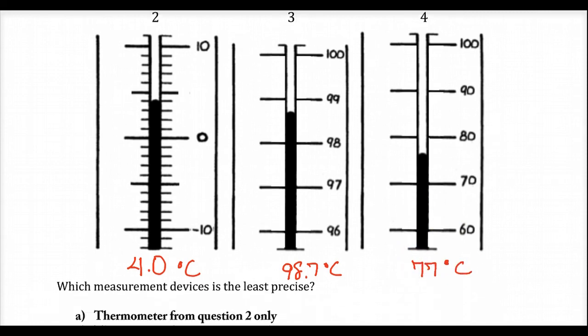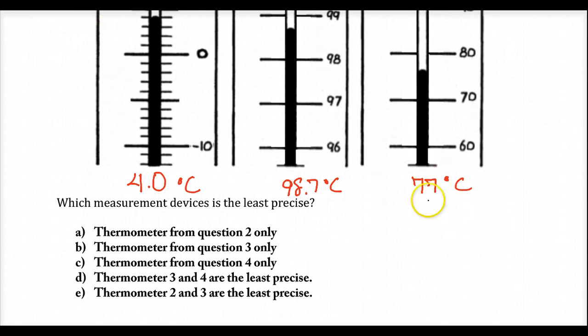If you look carefully, the one that's the least precise is the one where the guess is in the bigger part of the overall measurement. These measurement devices have guesses that are in the tenths place, which makes both of these the same precision. So these are the most precise because their guesses are in the tenths place. This is the least precise because you're guessing in a larger range of the overall instrument. So thermometer from question 4, choice C, is the answer here. All right, and that's the reason why.